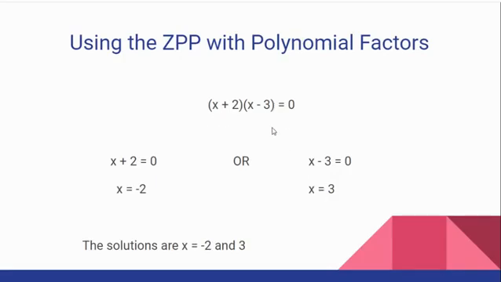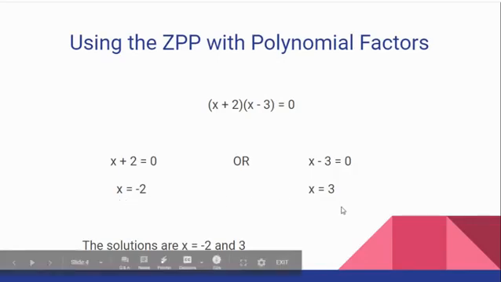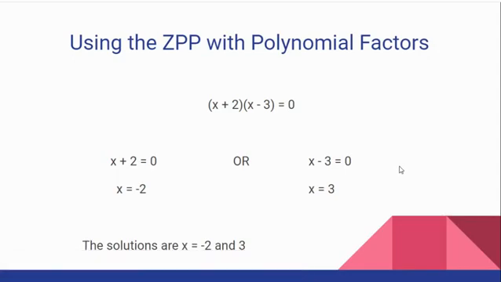In this example, I have two factors, x plus 2 and x minus 3, and when multiplied, they equal 0. That means that either the first factor, x plus 2, equals 0, or the second factor, x minus 3, equals 0. If I solve each one individually, on this one, I would have to subtract 2 from both sides, and on this one, I would have to add 3 to both sides. My solutions will be x equals -2 and x equals 3. Therefore, the solutions are -2 and 3.